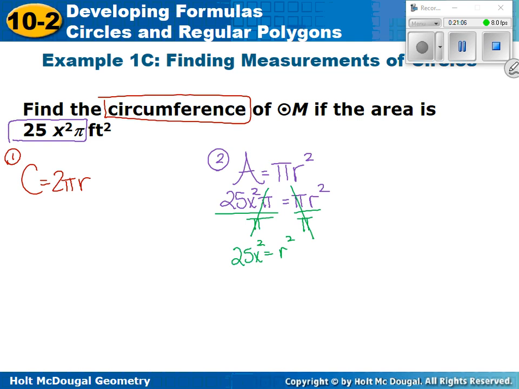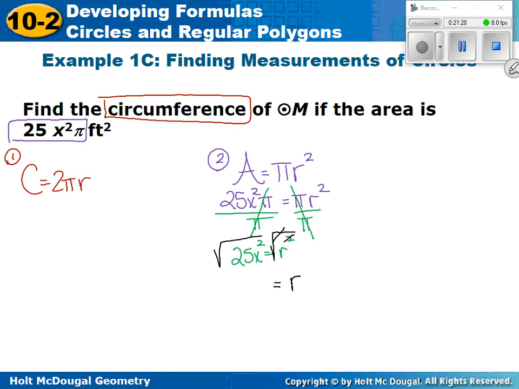What do we do to get r by itself? Take the square root. So I'm going to take the square root of both sides. The square and square root cancel on the right, so we have r equals. And then be really careful here. What's the square root of 25? 5. What's the square root of x squared? X.